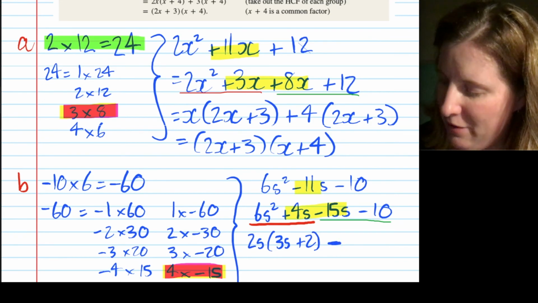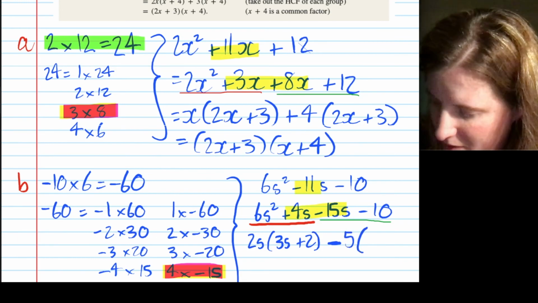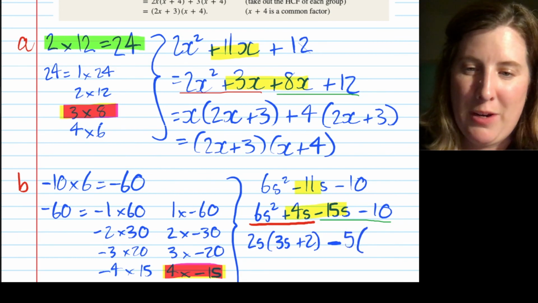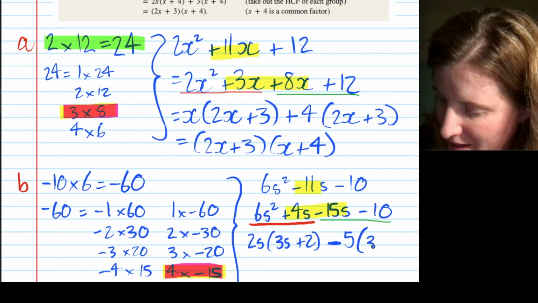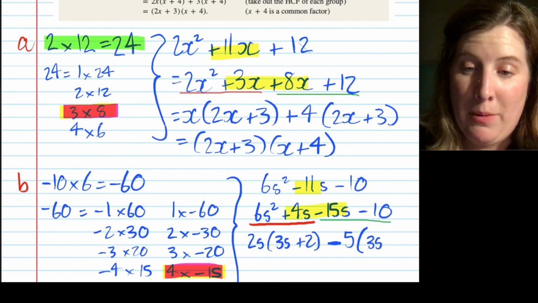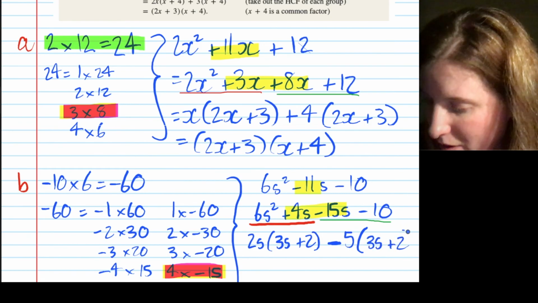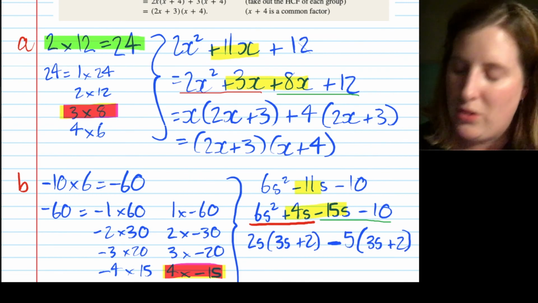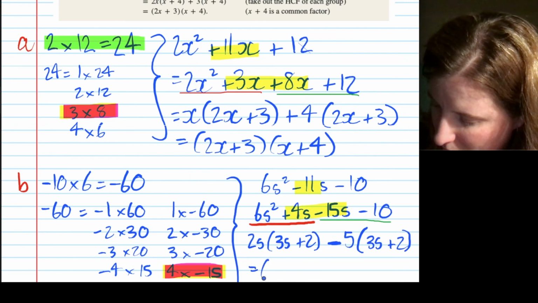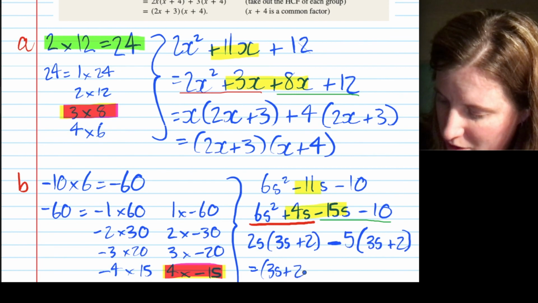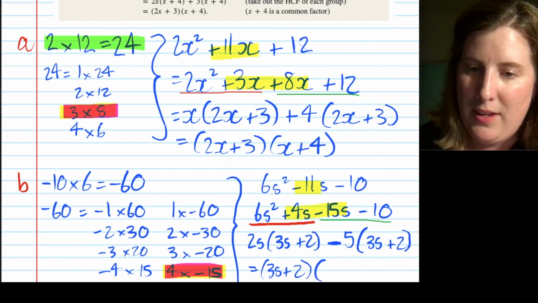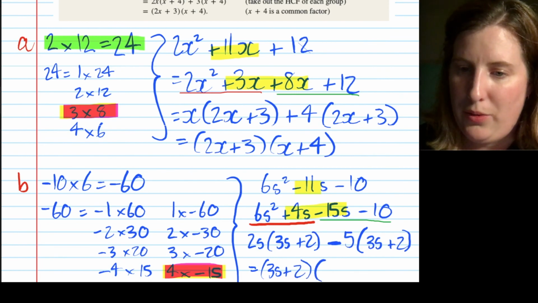And I also know 5 goes into both of those. So, negative 15x divided by negative 5, it's positive 3x. Negative 10 divided by negative 5, plus 2. Oh, what a surprise, I've got 3x plus 2 in both. 3x plus 2. And the other one, left outside, I've got 2x take 5.